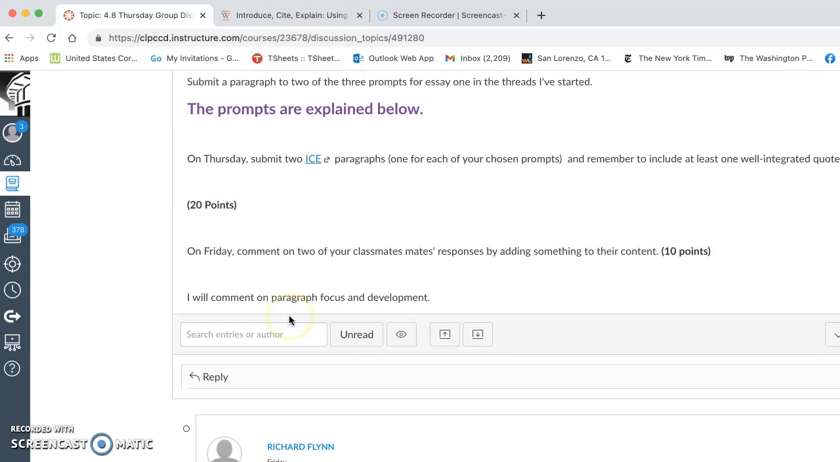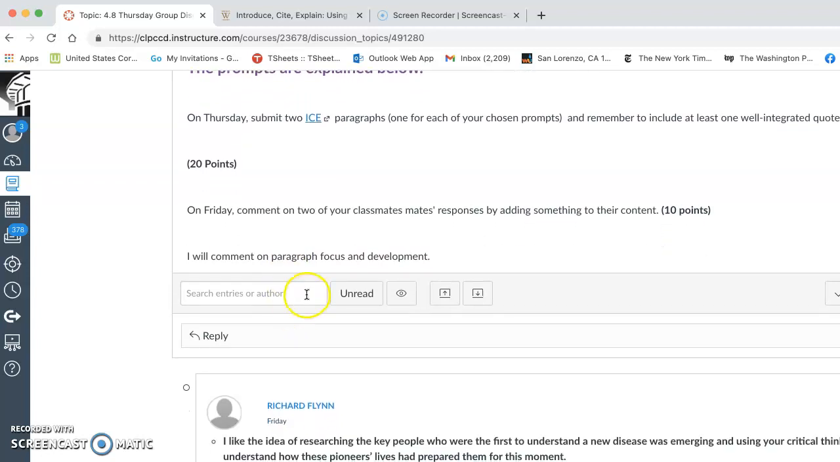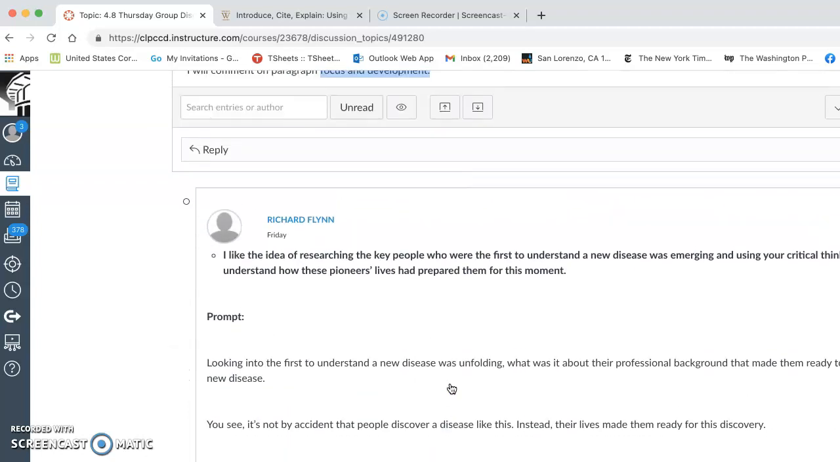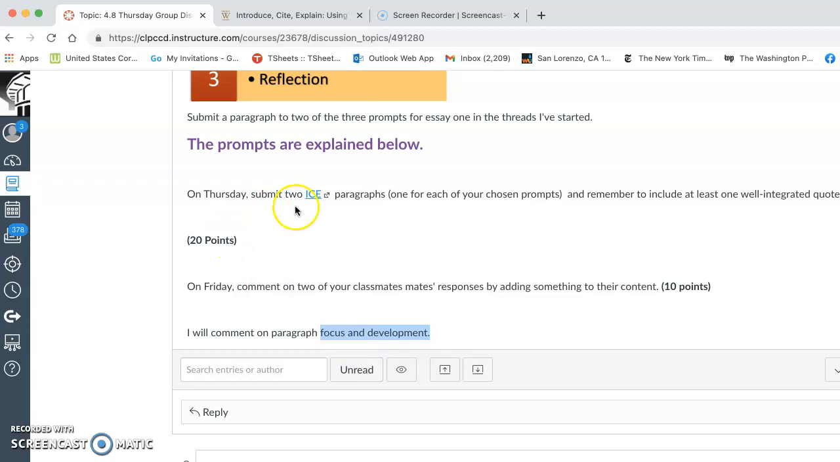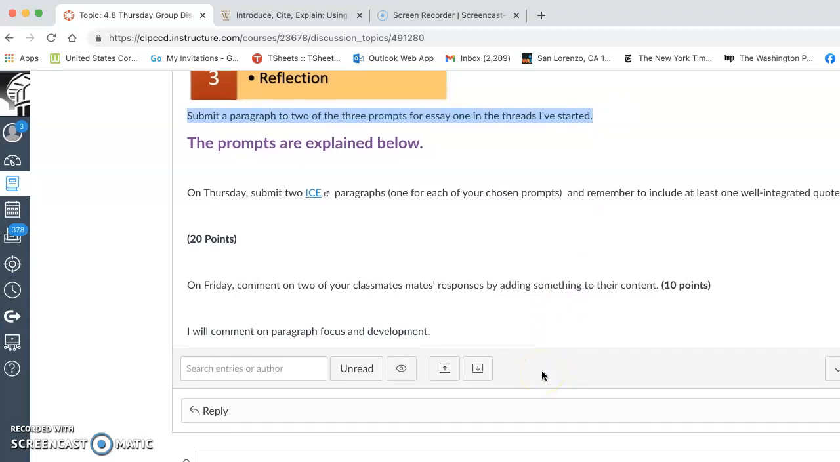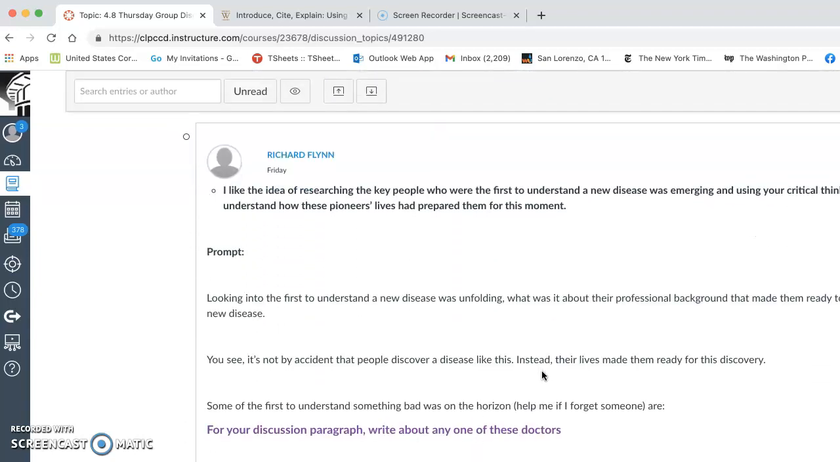And tomorrow I want you to comment on two of your classmates' paragraphs in terms of focus. Do they stay on topic and development? Do they bring the topic to life? Now you have three possible prompts. I want you to write one paragraph for each of your chosen prompts, or if you will, submit a paragraph to two of the three prompts for essay one. So one paragraph for each of these three.